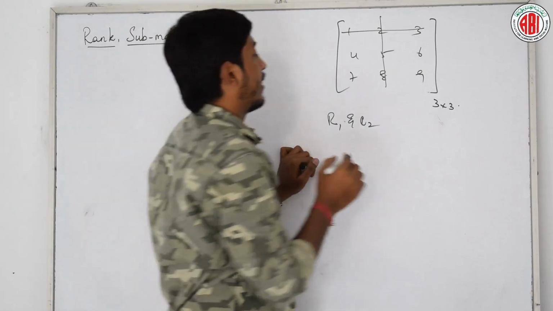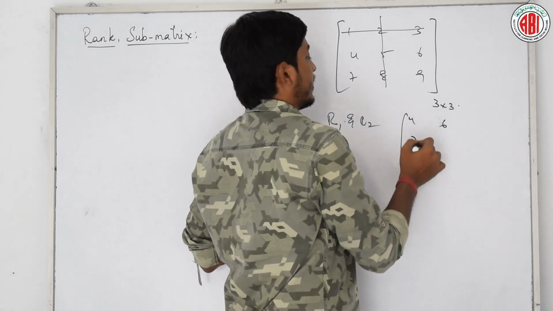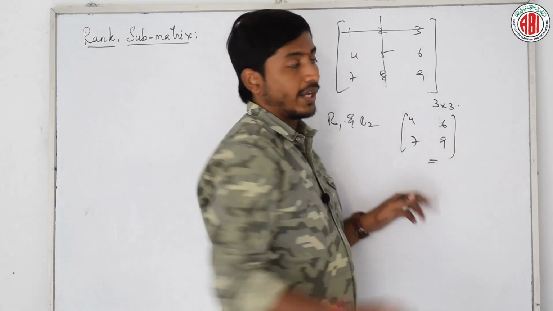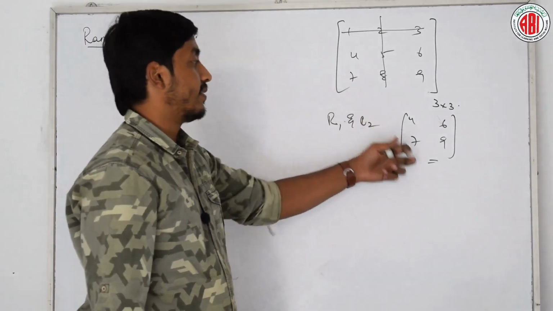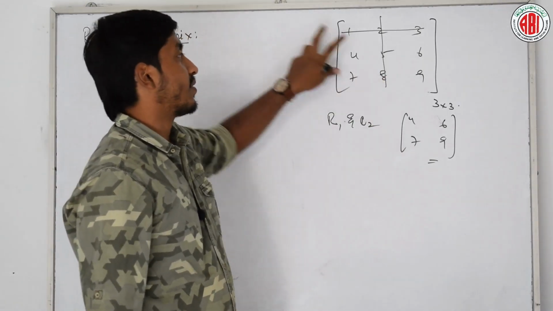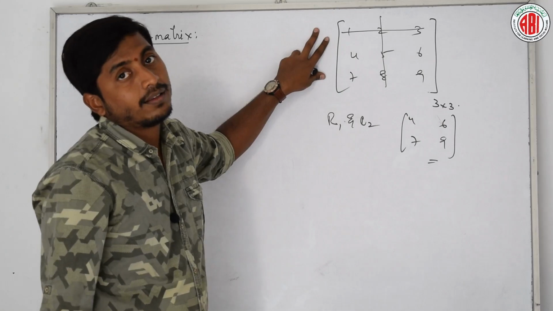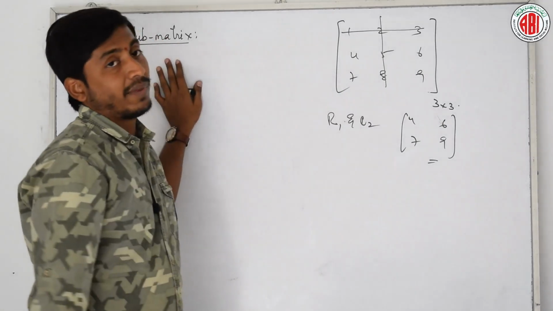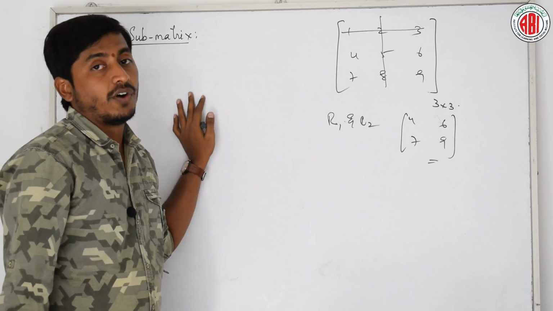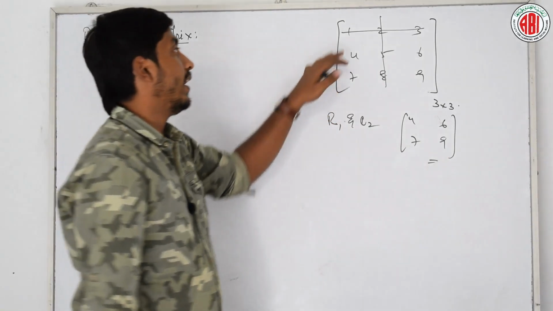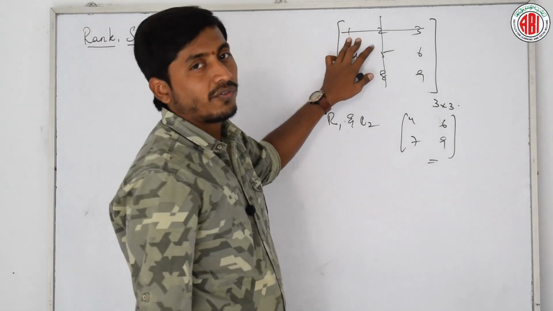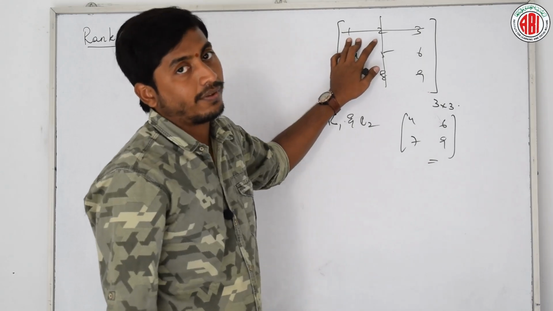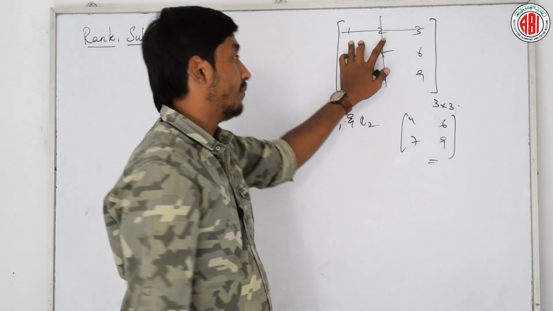What is the matrix left? 4, 6, 7, 9. Is it a square matrix? Yes, right. This is nothing but a submatrix of the main matrix. A submatrix is defined as a matrix which is formed after deleting a certain number of rows and columns. Is it clear? Fine.